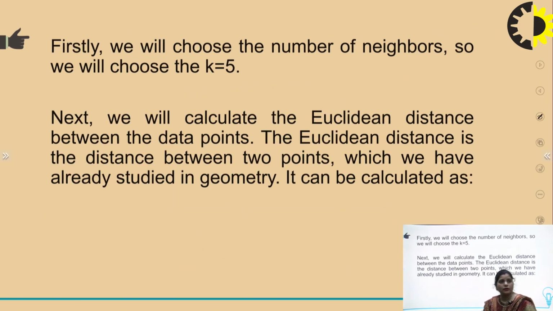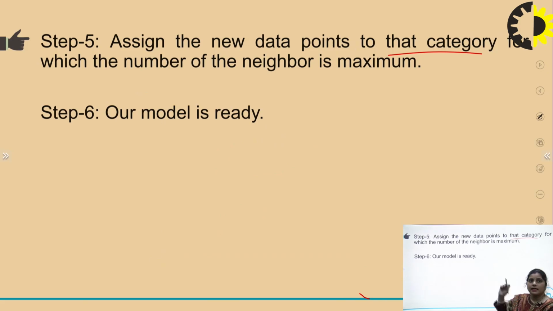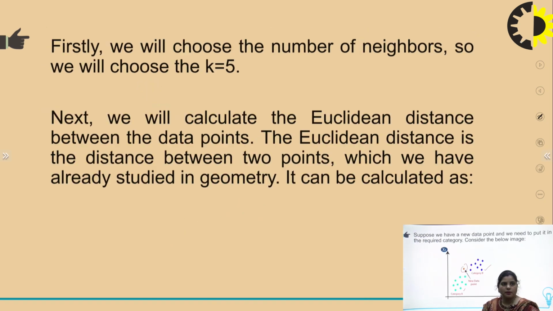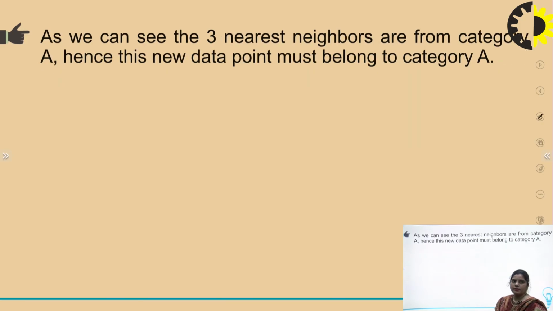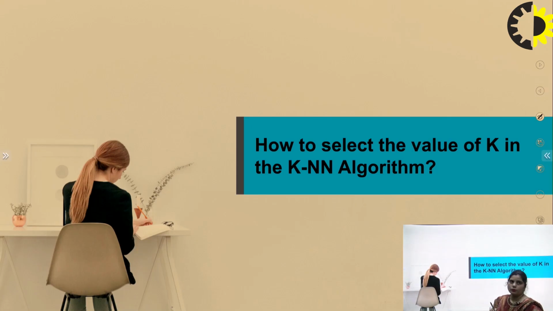So, as per the algorithm which I had told, assign the new data point to that category for which the number of neighbors is maximum. In this particular diagram, we have 3 data points from category A and 2 neighbors from category B. So, the new data point will be assigned to category A because it has the maximum number of neighbors. Okay, this is clear. Hence the new data point must belong to category A.